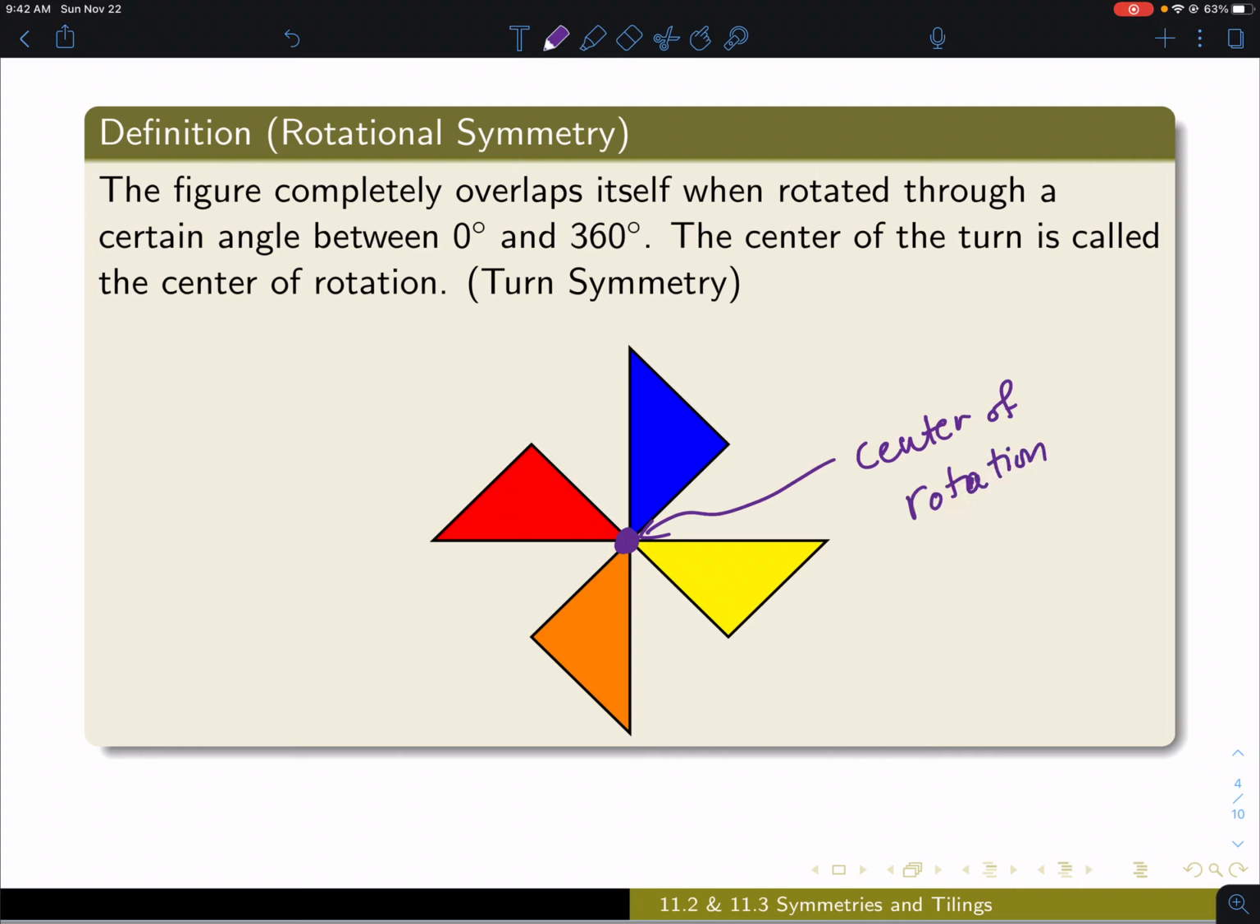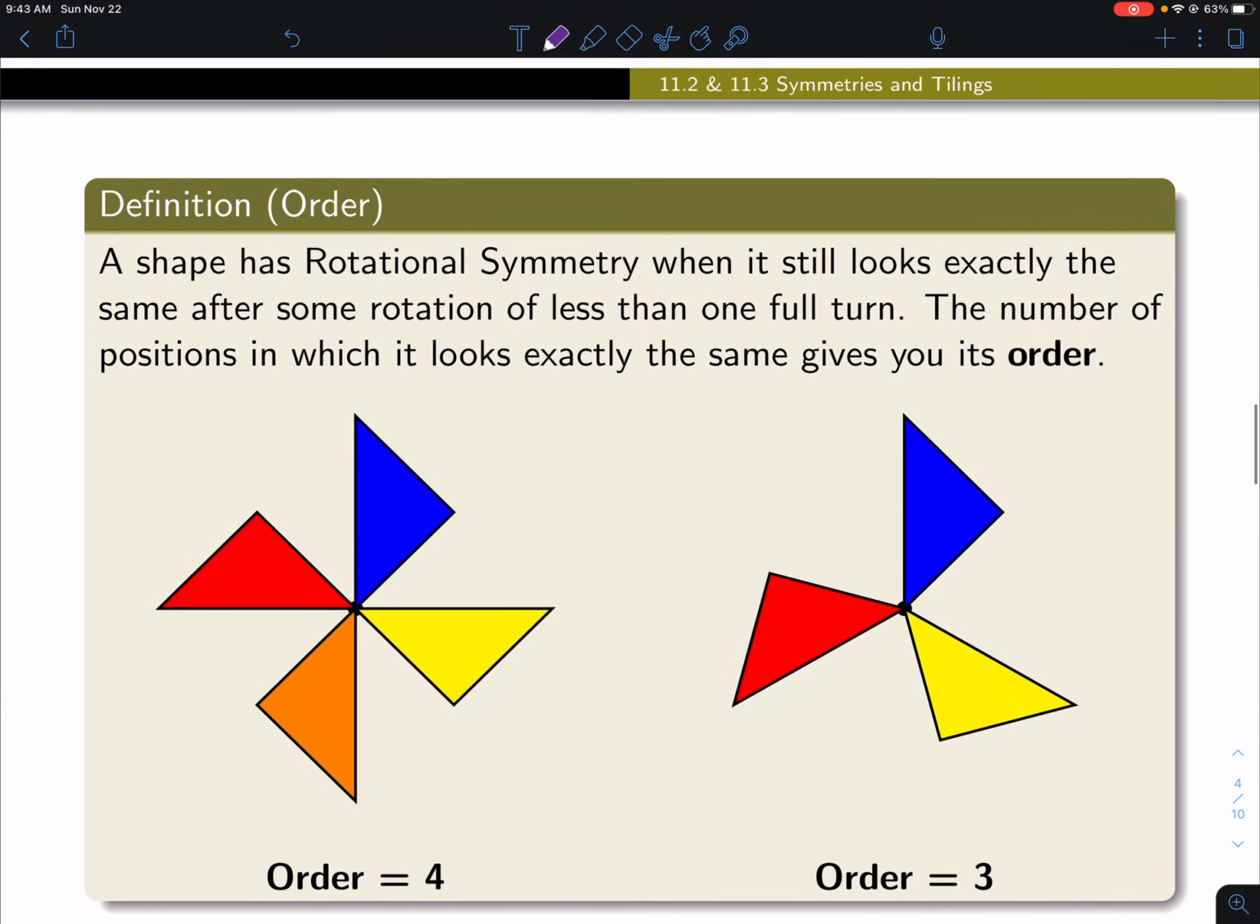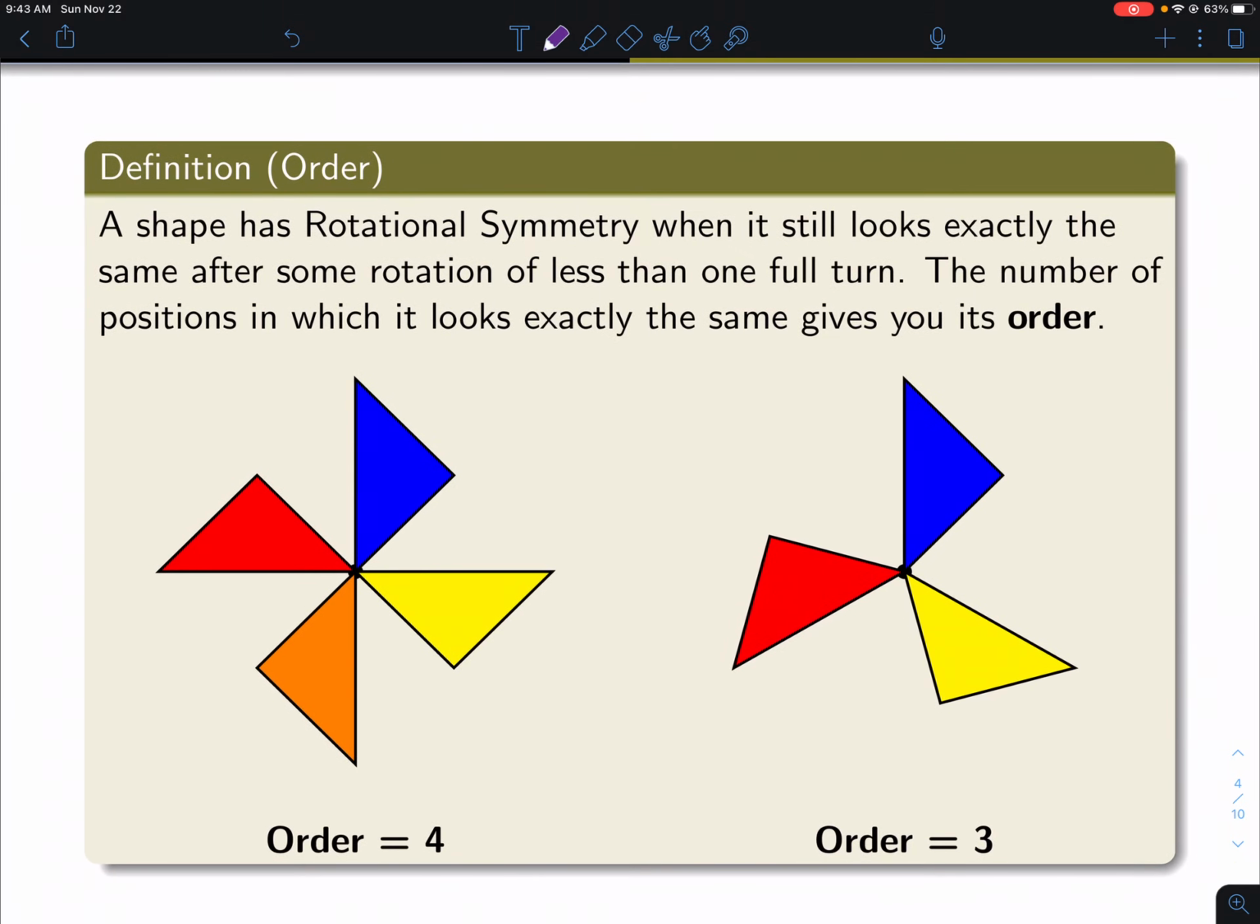With rotational symmetry, we want to know how long it takes to get back around, so what we have is what's called the order. A shape has rotational symmetry when it still looks the same after some number of rotations of less than one full turn. The number of positions at which it looks exactly the same gives you its order.